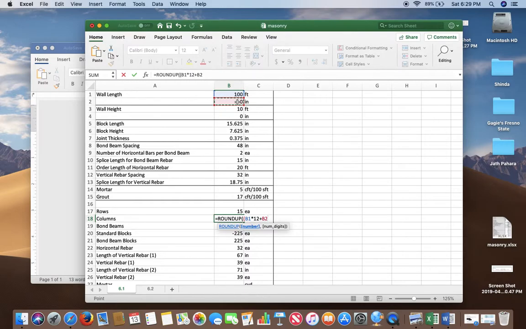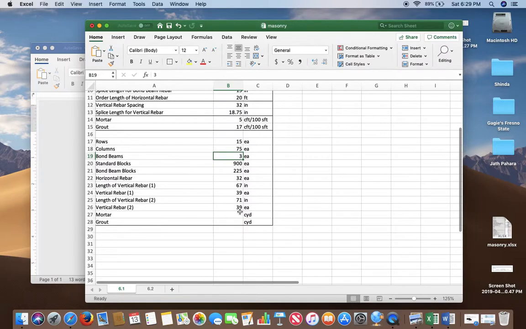And then I'll close this parenthesis, and then I'll divide it by your B5, which is your block length, plus your joint thickness, and then you'll close this parenthesis, hit enter. You got 75.